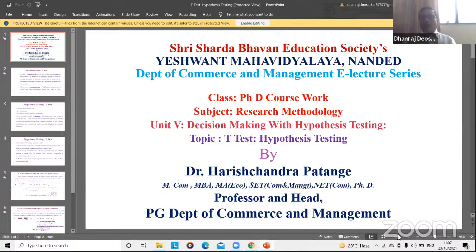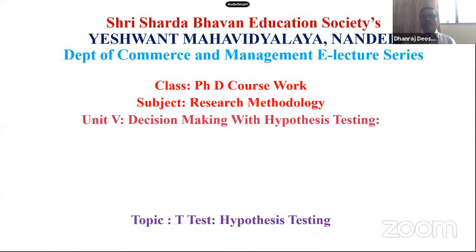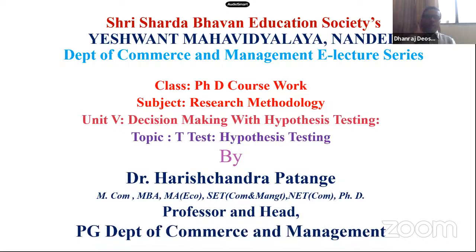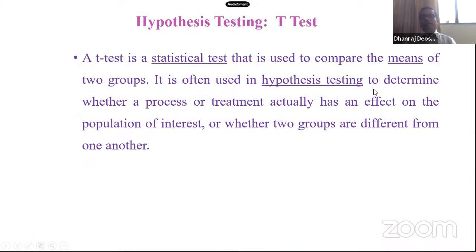T-test is a parametric test. In the last session, we discussed the chi-square test. It was a non-parametric test because there were no parameters for applying the test. But here we need to follow some parameters of the parent population. That's why t-test is considered a parametric test. First, the theory part.